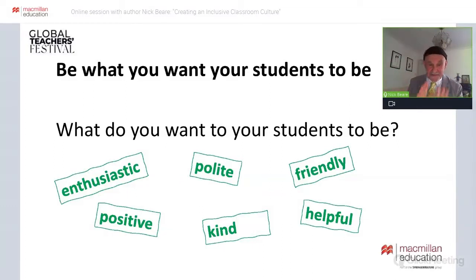Okay. If you want your students to be those things, enthusiastic, polite, friendly, positive, kind, helpful, etc., then you need to do it yourself. Okay. I can't tell the students to be enthusiastic if I'm not enthusiastic about the class. So if you're sending out those negative vibes, but you expect the students to be, oh, whoopee, this is so fun. Not going to work, is it? Basically, you have to be what you want your students to be. So all of those things, those are what you want. I think it's a reasonable list. Those are the things that you must be yourself, and they must see you being that.